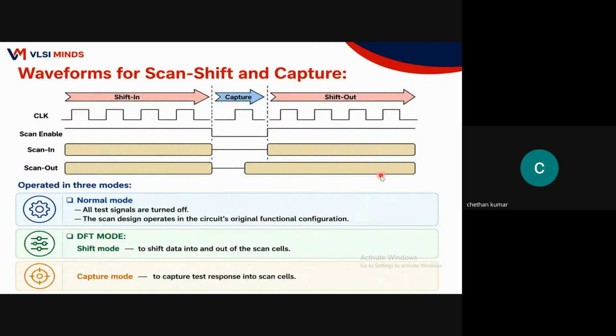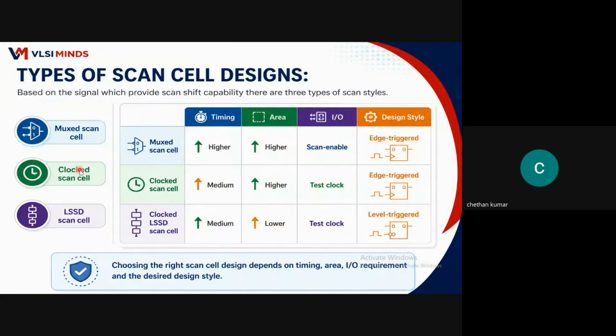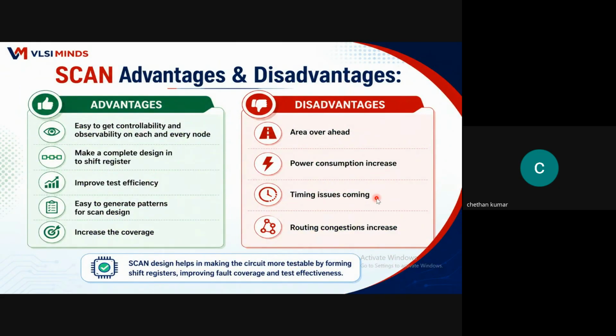Timing issues means we have to make the data reach a particular flip-flop at a particular time. Due to the mux and all, timing closure has to be taken care of. Then routing congestion: as the number of pins increases in the design, the number of wires and nets increases, which may create routing congestion. This will be taken care of by the PD and STA engineers. To meet the area overhead, we are going for lower technology nodes.